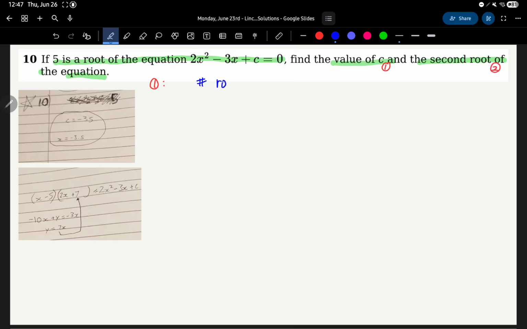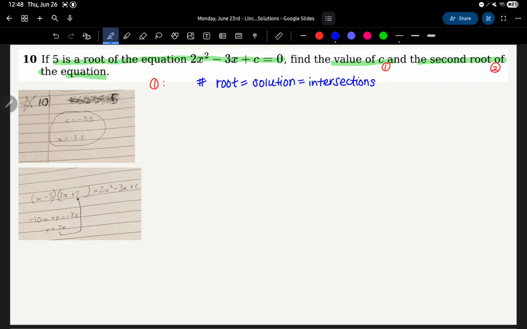Remember, what is a root? A root is a solution. And solutions are equal to intersections, right? So we learned this in class. From here, we can actually derive something.